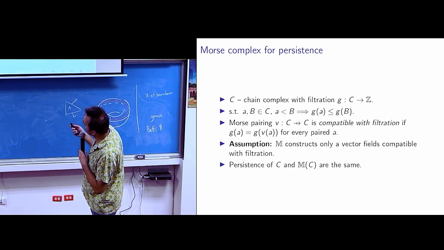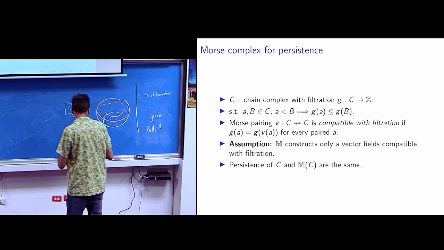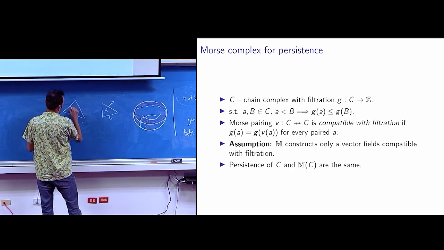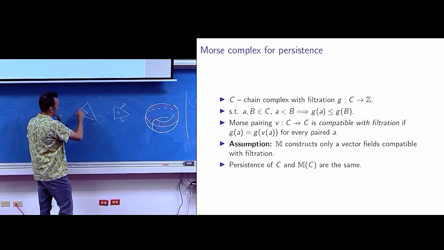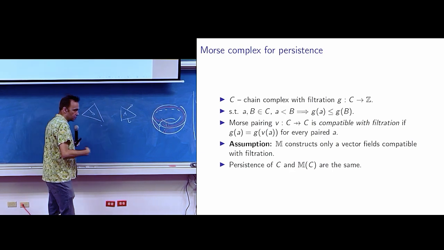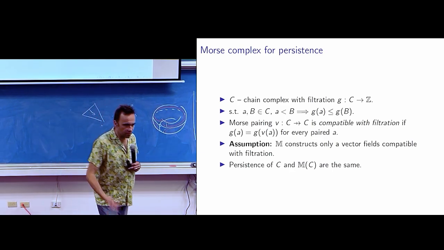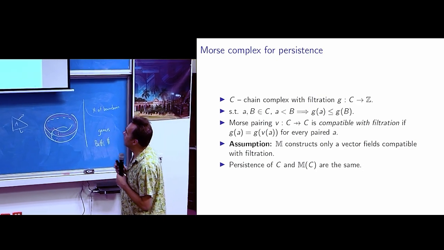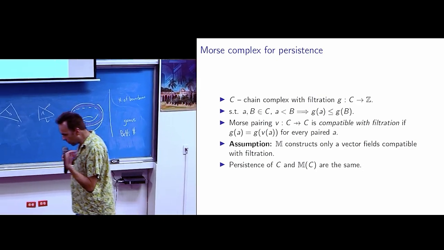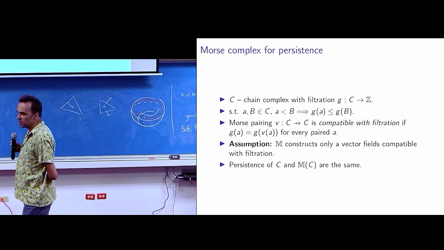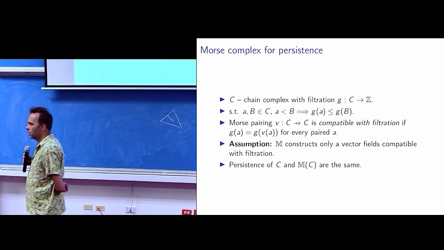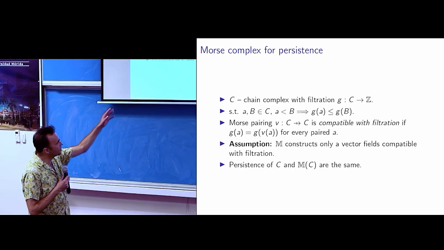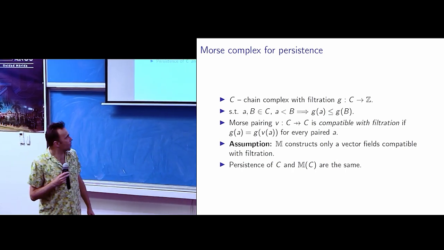The pairing is compatible with the filtration if the beginning and the end of the arrow have the same filtration value. So if I am pairing this edge and this triangle, they should have the same filtration value. And if this is the case for every pairing, then I call my pairing compatible with a filtration. So we'll work in two steps. In the first step, I'll try to iterate my construction, but my algorithm is only allowed to do pairings which are compatible with the filtration. Okay.